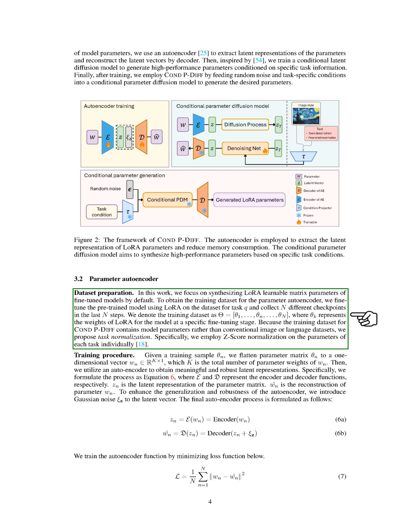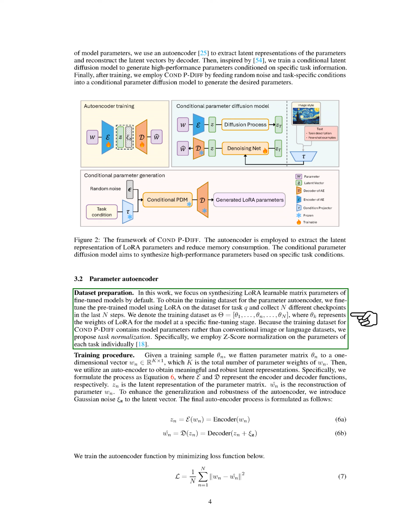We fine-tune a pre-trained model using LoRA on a specific task dataset and collect various checkpoints. We denote our training dataset as a collection of weights from different fine-tuning stages. Since our dataset consists of model parameters rather than traditional image or language data, we apply task normalization through z-score normalization for each task. For the training procedure, we take a training sample, flatten the parameter matrix into a one-dimensional vector, and use an autoencoder to obtain meaningful latent representations.